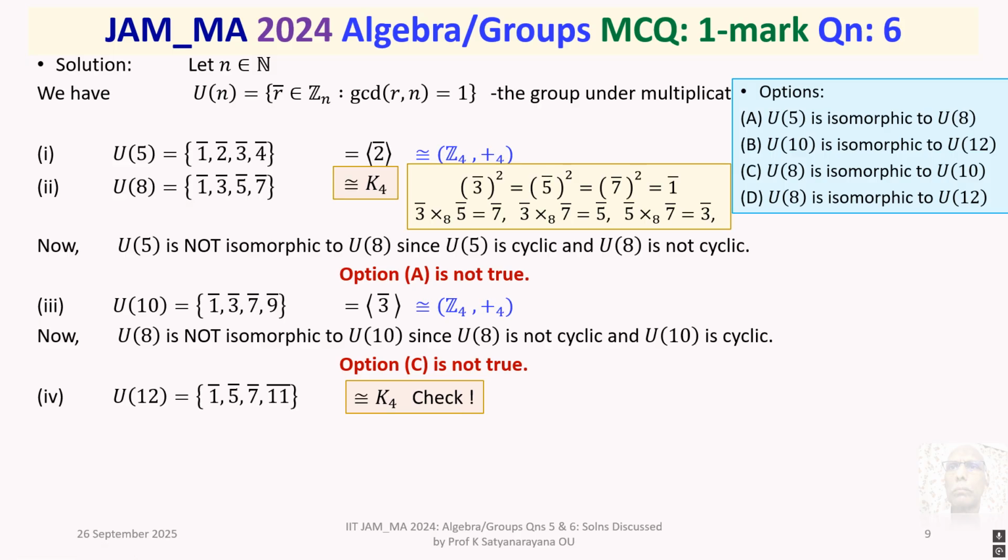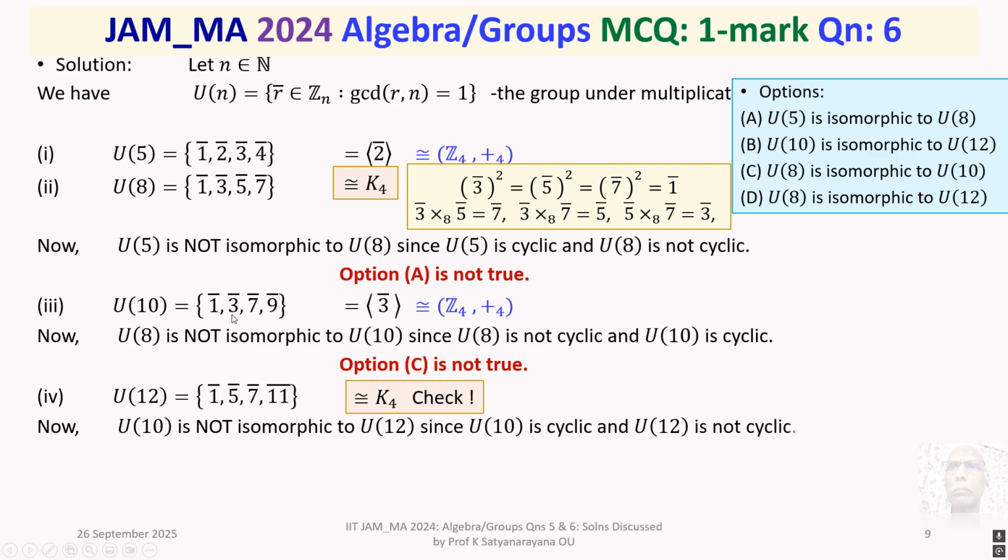Right. Now we ask the question, can U10 be isomorphic to U12? U10 is cyclic. U12 is Klein's 4 group. They are not isomorphic. So U10 is not isomorphic to U12 since U10 is cyclic and U12 is not cyclic, since it is a Klein's 4 group. So what is left out? Option D.